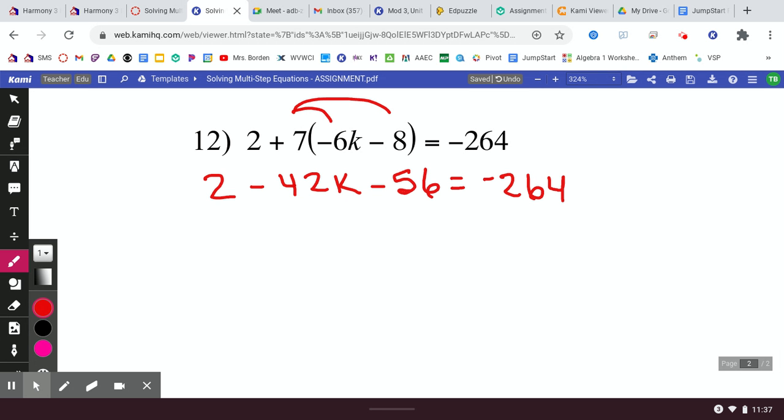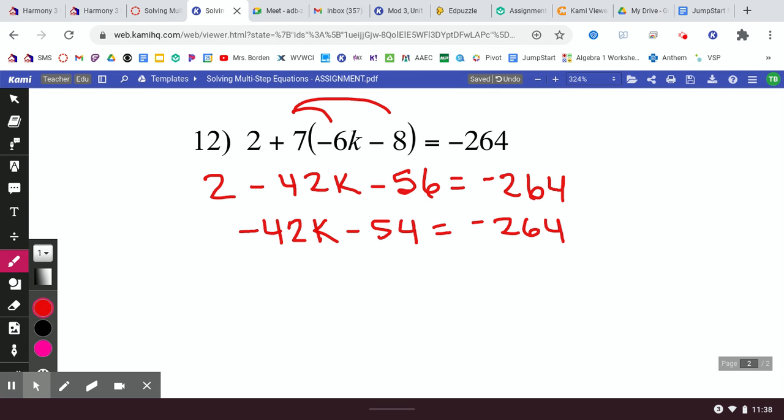All right, now we're to the combining like term step. Just looking at the left side, do you have either k's or numbers you can combine? I've got negative 42k. Do I have another k on the left? No. How about my numbers? I've got 2 and negative 56. Can I combine them since they're both numbers? Yeah, so we're going to keep our negative 42k. We didn't mess with that. Positive 2 and negative 56 is negative 54. And then we didn't mess with this side yet. All right, so everything's combined.